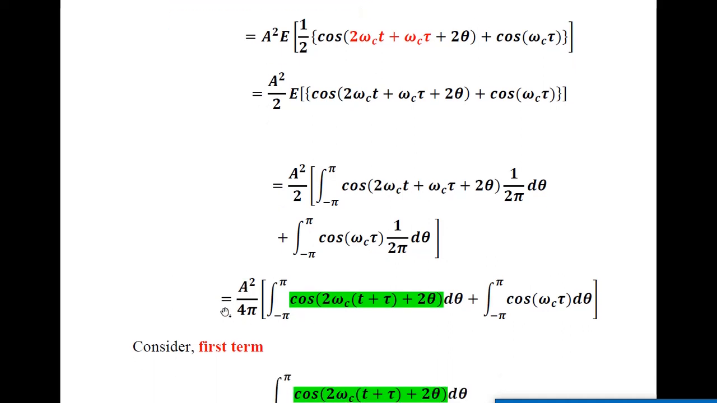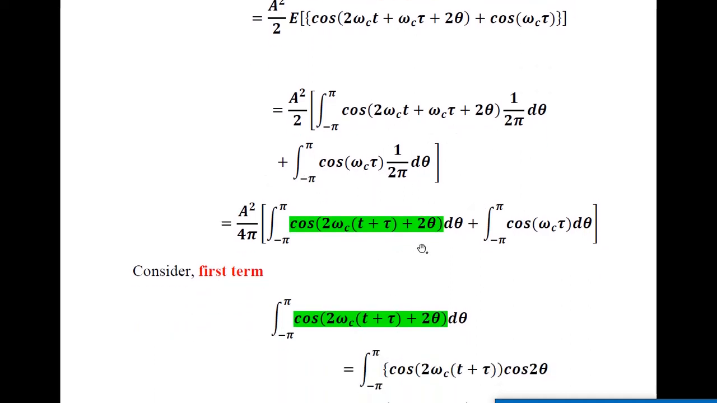Next, this equation will be modified as A square by 2 into 2 pi. You can take 1 by 2 pi common from both the integration symbols, and we get 1 by 2 into 2 pi, resulting in A square by 4 pi. The next one, we have to look back at the terms here, from minus pi to plus pi. The cos of 2 omega c, we can group here t plus tau. Omega c is grouped together to obtain t plus tau here, then plus 2 theta. Next, plus we have the rest of the term in this particular case. So while taking 2 pi outside, we have a manipulation here.